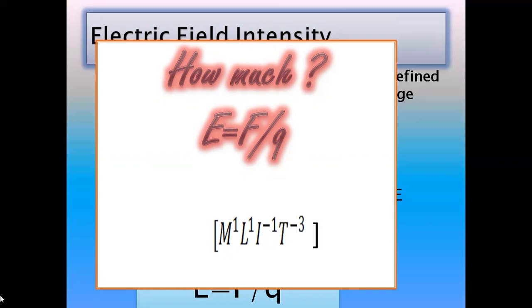Then, in the second year also, we want to find some dimension formulas. The dimension formula for electric field intensity is M raised to 1, L raised to 1, I raised to minus 1, and T raised to minus 3. You can calculate it using the dimension formulas: the dimension formula of F is M L T raised to minus 2, and charge is I raised to 1, T raised to 1. So we get it.